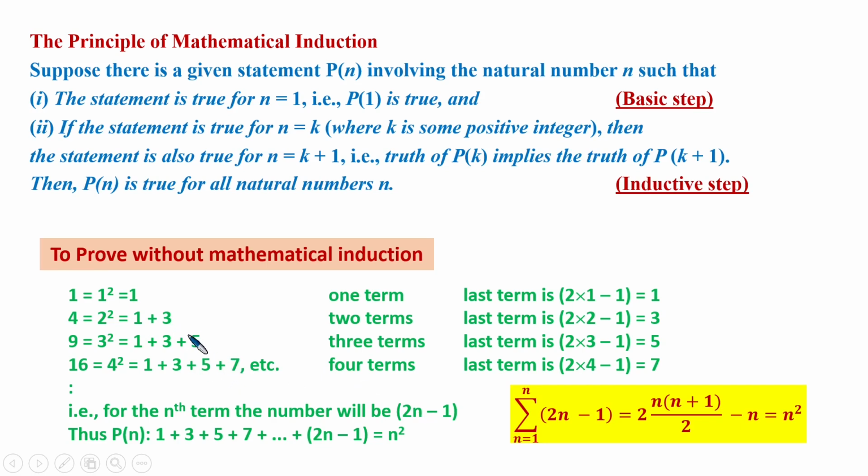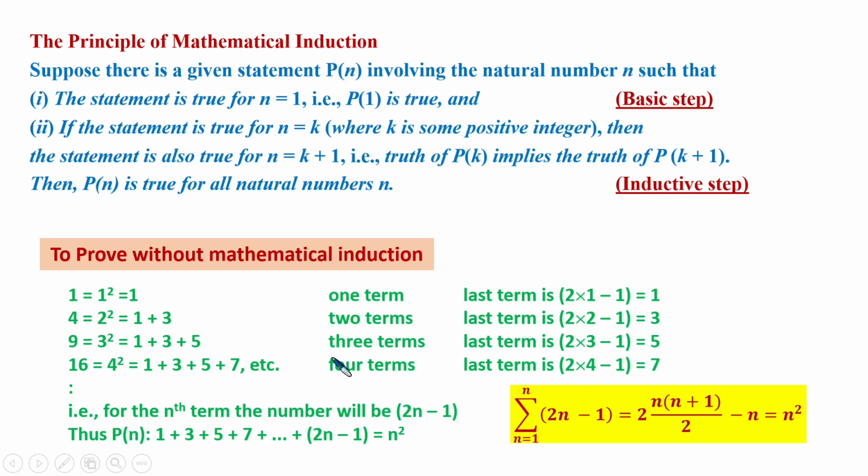So this number will always be 2n minus 1. If you have 3 terms, 2 into 3 is 6, minus 1 is 5. Here, 2 terms, 2 into 2 minus 1 is 3. So thus one can write P(n) equal to 1 plus 3 plus 5 plus up to 2n minus 1 terms, that is nothing but equal to n square. So here I have elaborated it: 2 into 1 minus 1 is 1, 2 into 2 minus 1 is 3. So it's the same thing that I have written.